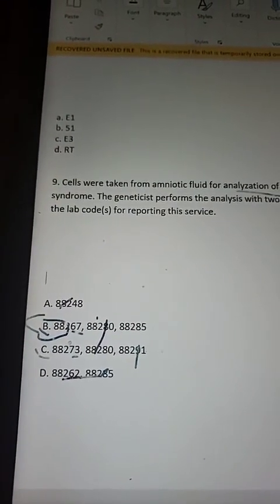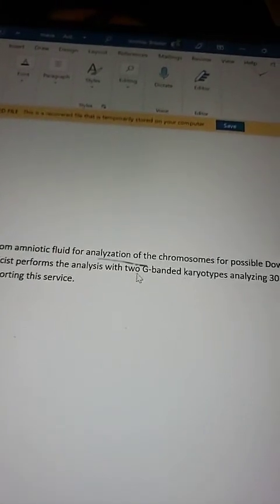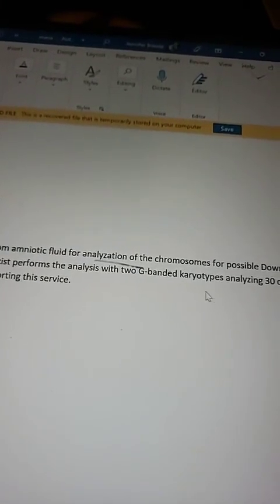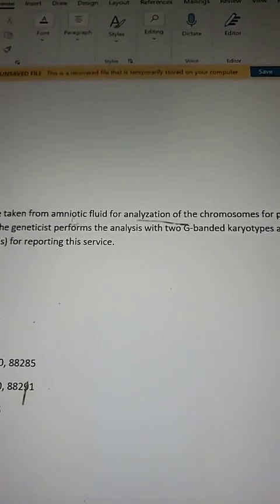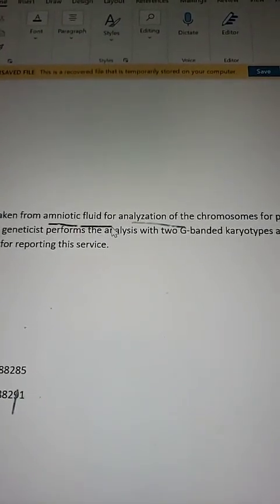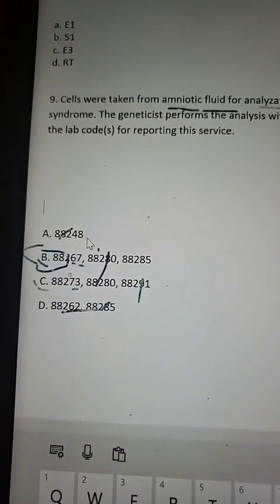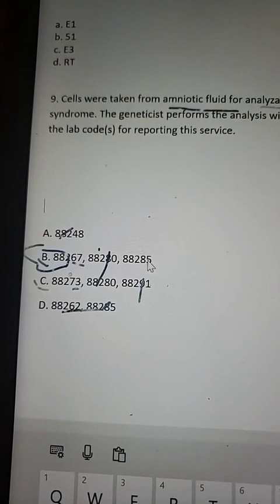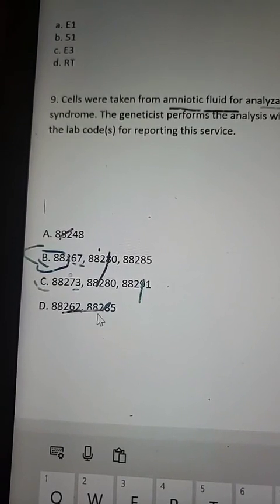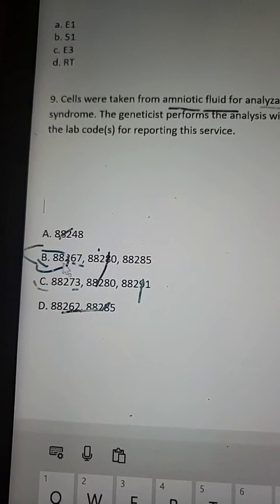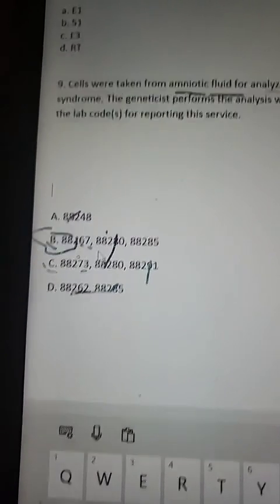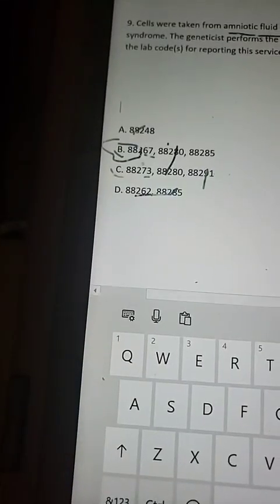Without having to stare at genetic two-band karyotypes or something, just the amniotic fluid was your key term in that example. And if you did look up the 48 and the 85 and the 62, you will find that the 67 is the only one that actually said amniotic fluid.